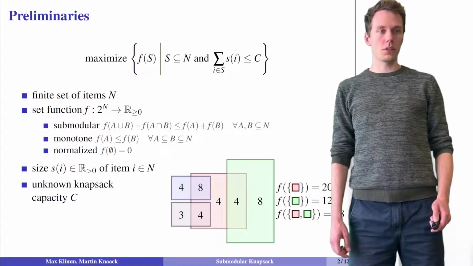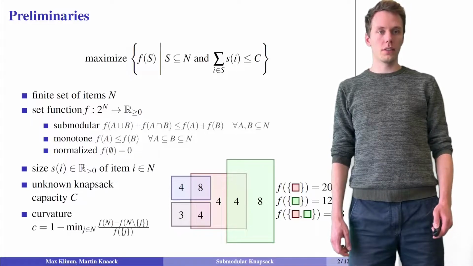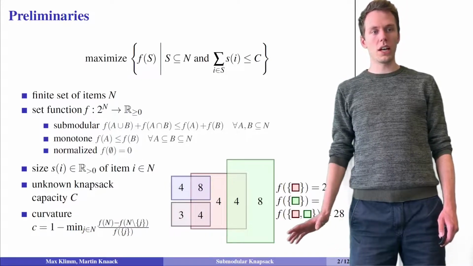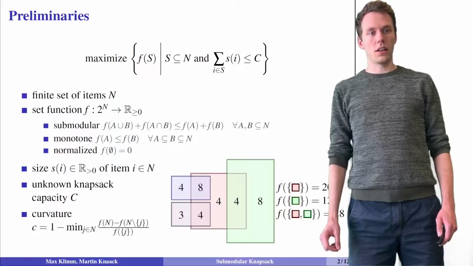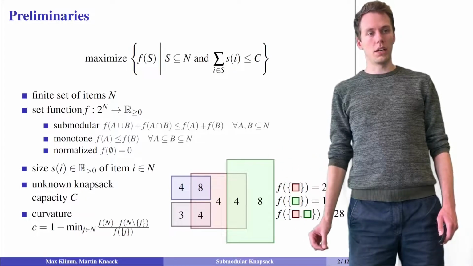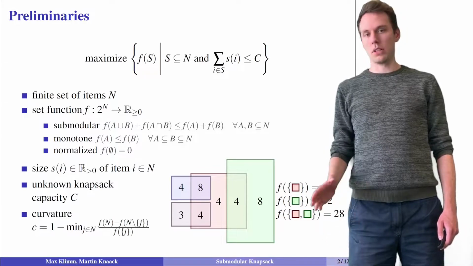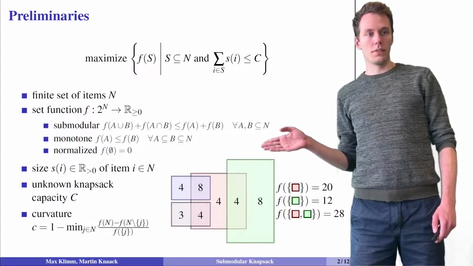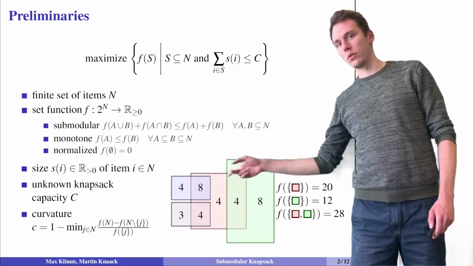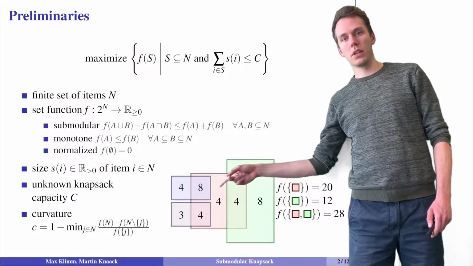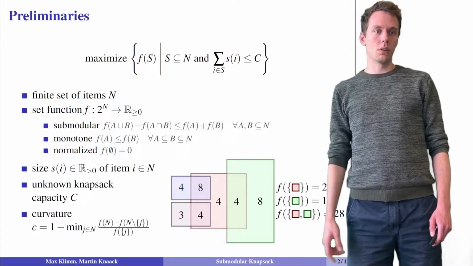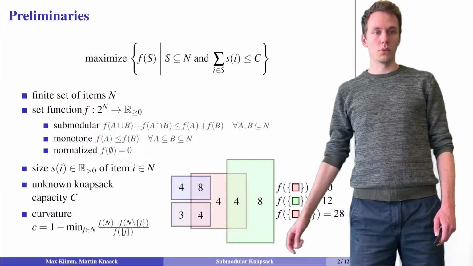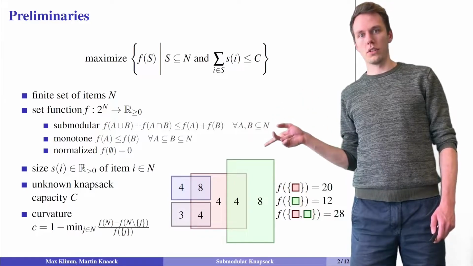One special property we are also looking at is the curvature of the set function f. The curvature is defined as 1 minus the minimum over all items of the value the item can give to all other items divided by the value of the item. In this small example, this minimum would be given by the red item. The value this item gives to all other items would be 4, only this 4 here in the middle, which is not contained in any other item. The total value of the item is 20, so we would have 4 divided by 20, which is 0.2, and 1 minus 0.2 is 0.8, so the curvature for this example would be 0.8.